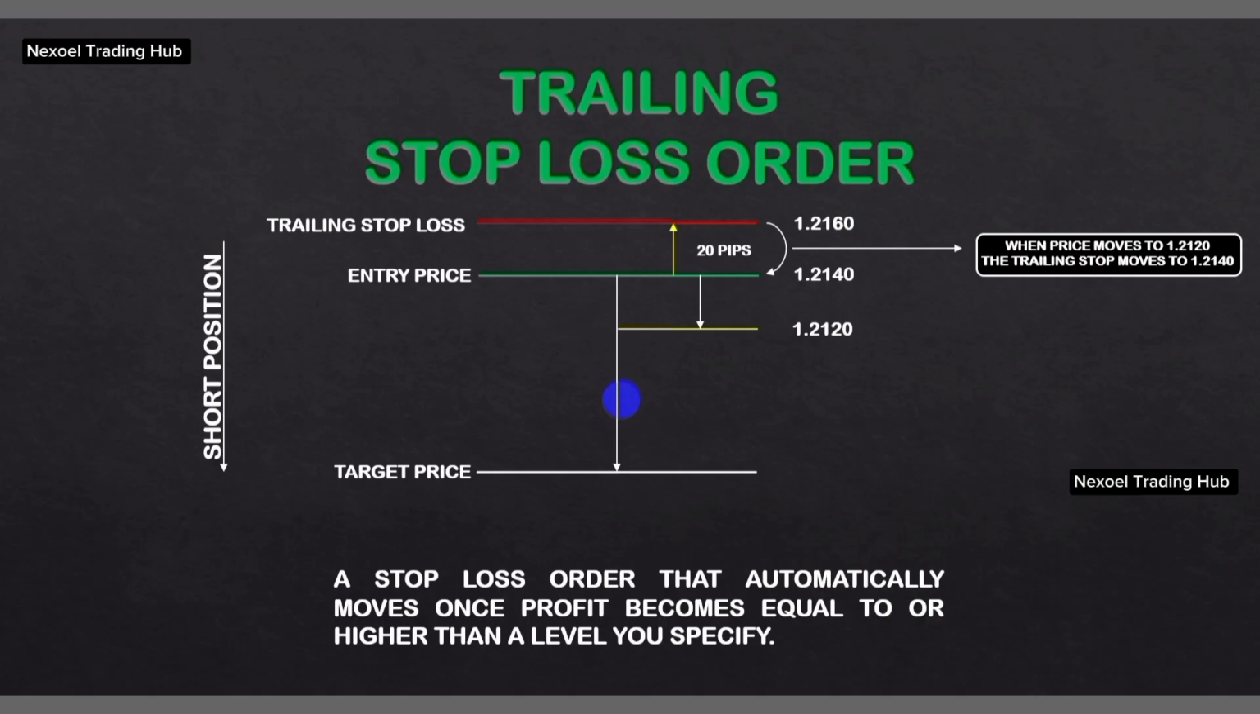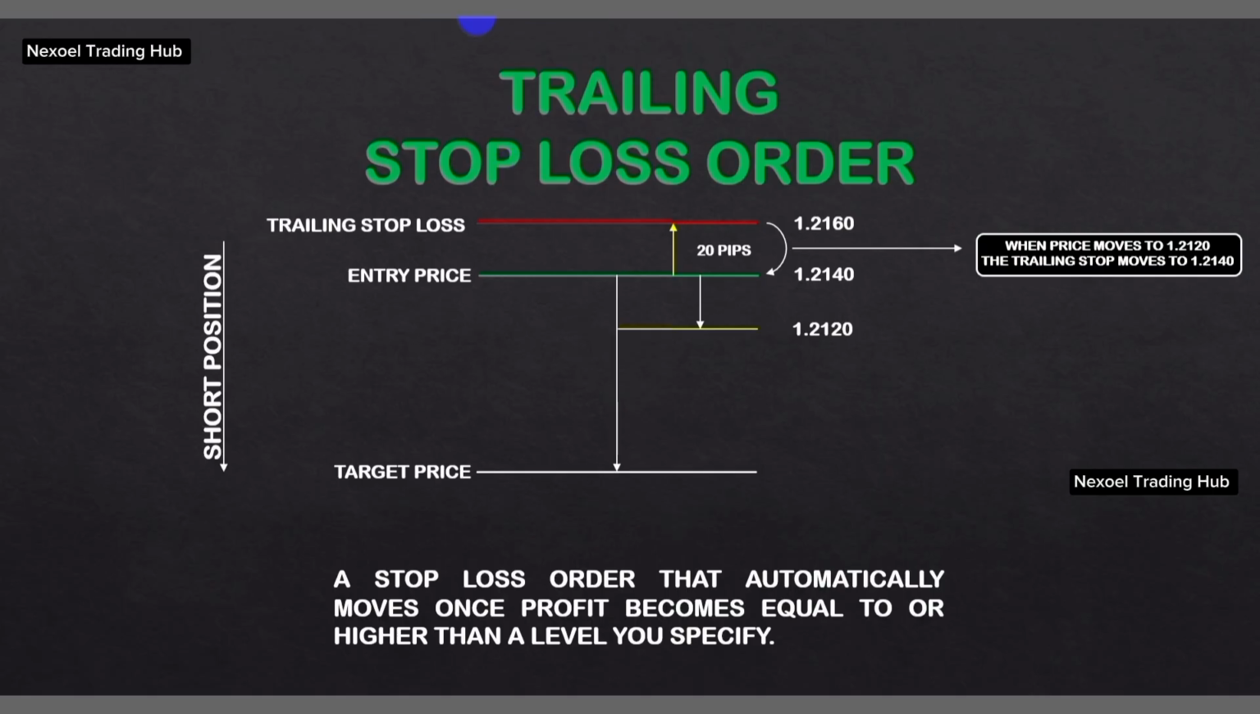The stationary stop loss is not dynamic. It is only movable when the trader decides to actually change the stop loss price level. But the trailing stop loss is movable as price moves in your favor. It's a stop loss order that automatically moves once profit becomes equal to or higher than a level you specify.